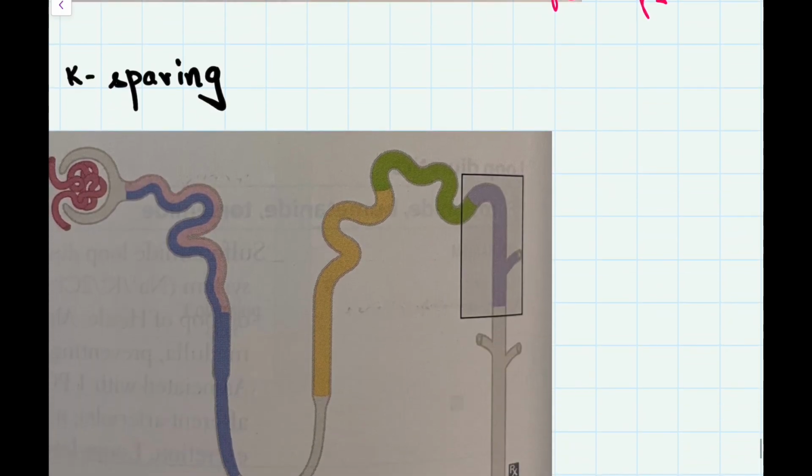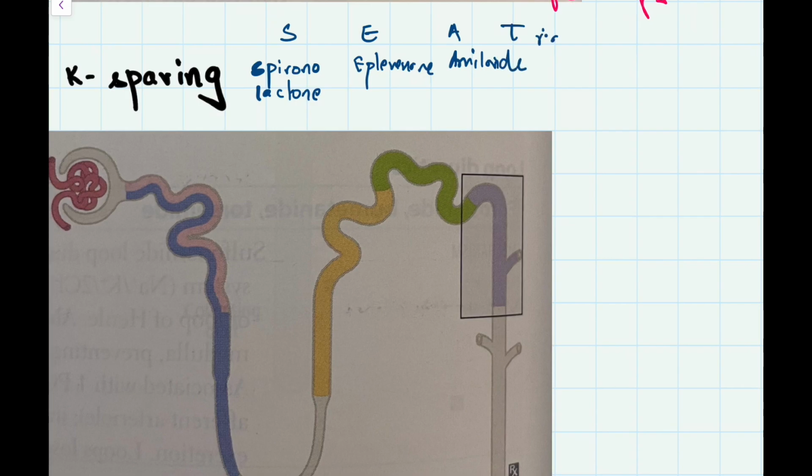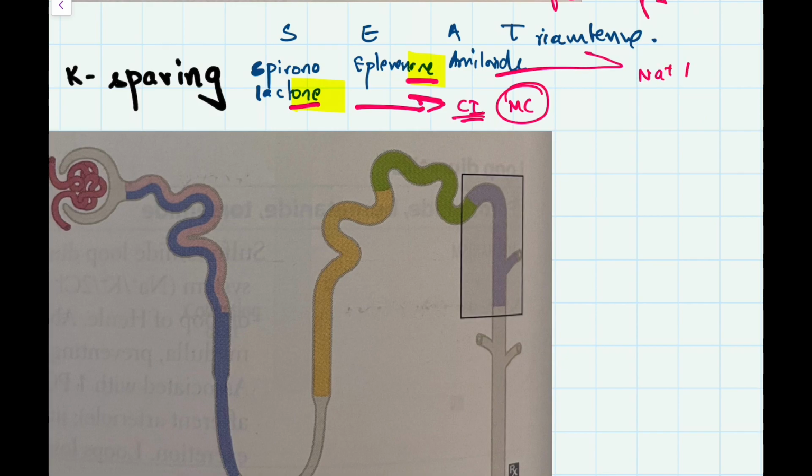Next, we have the potassium sparing diuretics. So we remember them by the mnemonic CEAT, that is spironolactone, eplerenone, amiloride and triamterene. So spironolactone and eplerenone, right, they have one at the end. What they do is that they are competitive inhibitor of the aldosterone receptor which is present in the collecting duct. While triamterene and amiloride, what they do is that they block the sodium channel, right, or the ENaC channel that we already did. So they are used in conditions of hyperaldosteronism.